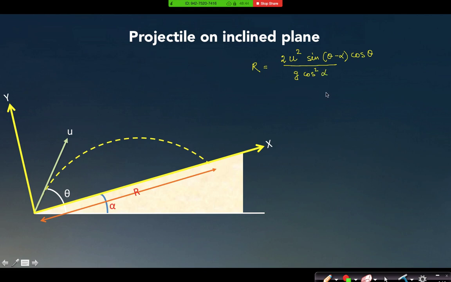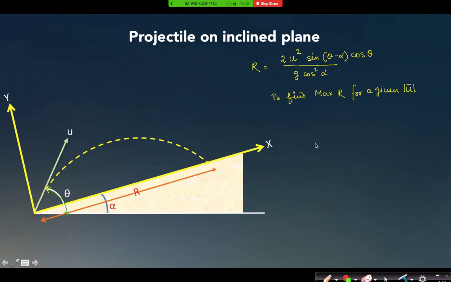Now I have to find the value of theta for which R is maximum. To find maximum R for a given u, means speed is constant, but what is the value of this angle theta? This entire angle I am talking about, such that the range along the inclined plane can be a maximum.